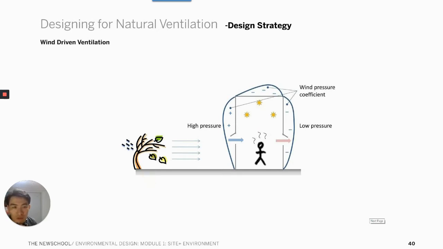Even for the same surface with the same positive or negative pressure, it varies based on the magnitude of its pressure. As you can see, this diagram represents the variation of the positive pressure on one side. For example, this point has more positive pressure than other points. And for the negative pressure side, this point has the biggest negative pressure on the leeward side of the facade. We call this magnitude the wind pressure coefficient.